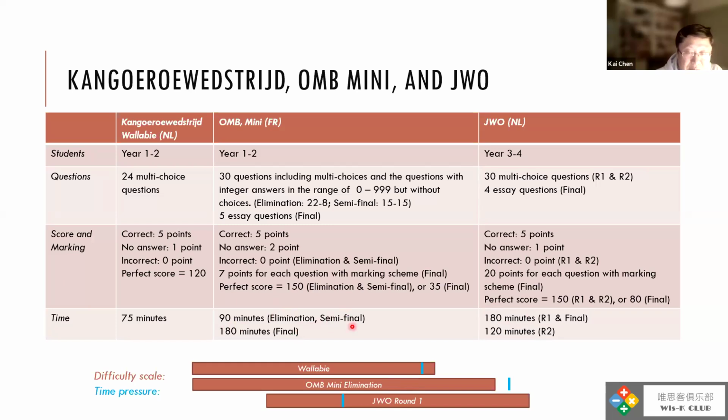And for the semifinals, which they call the second round, it's very equivalent to the second round, but you have much less time. So talking about time pressure, I would say the OMB is harder, but the difficulty of the JWO is a little bit harder.